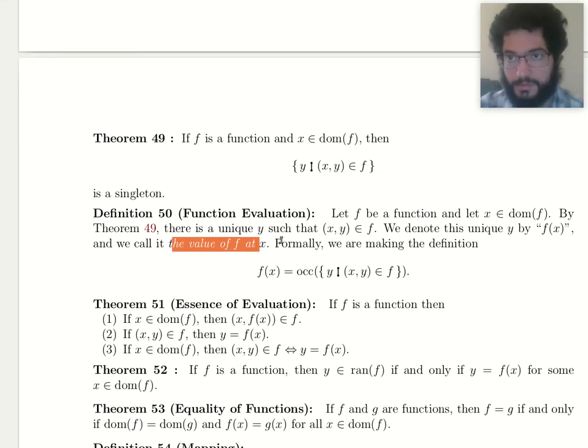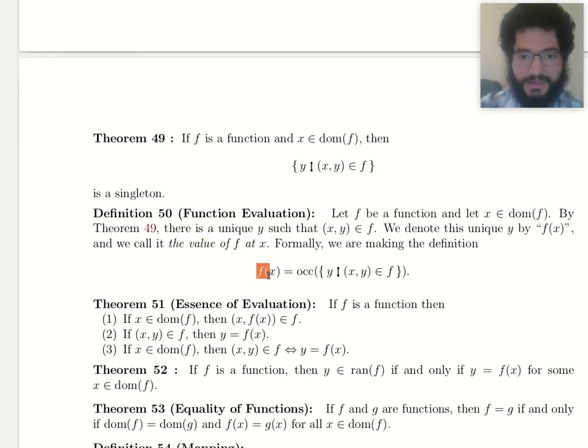And if you want a more symbolic way of looking at it, here's a way. We've got this thing that we showed is a singleton, the collection of y's that goes with x. And when you have a singleton, we have this construction, the occupant construction, that can extract the one thing sitting inside the singleton.